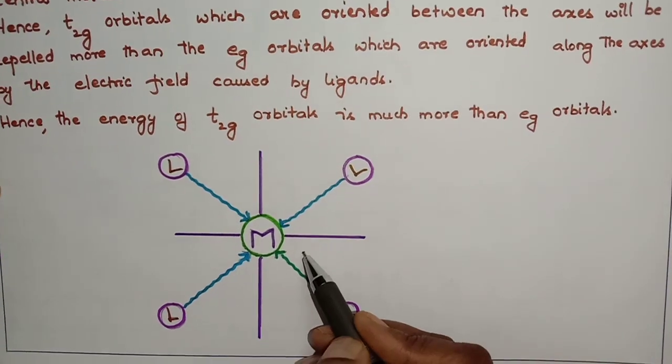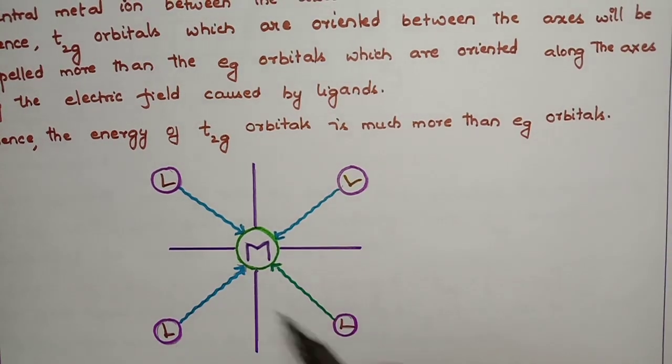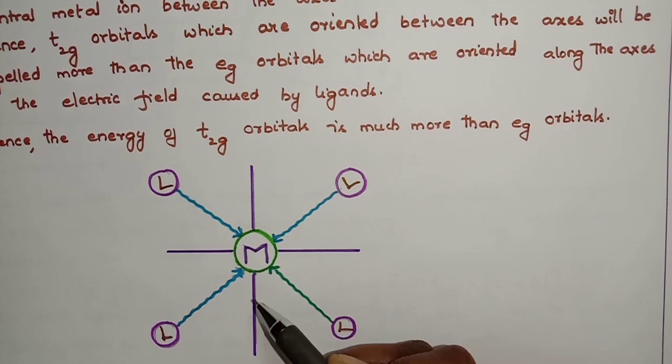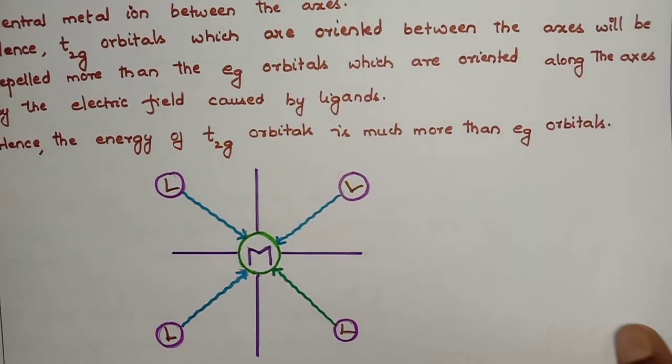Okay, so in this diagram you can observe that ligands are approaching, the 4 ligands are approaching the central metal atom from between the axes. Clear this portion students? Okay, next.